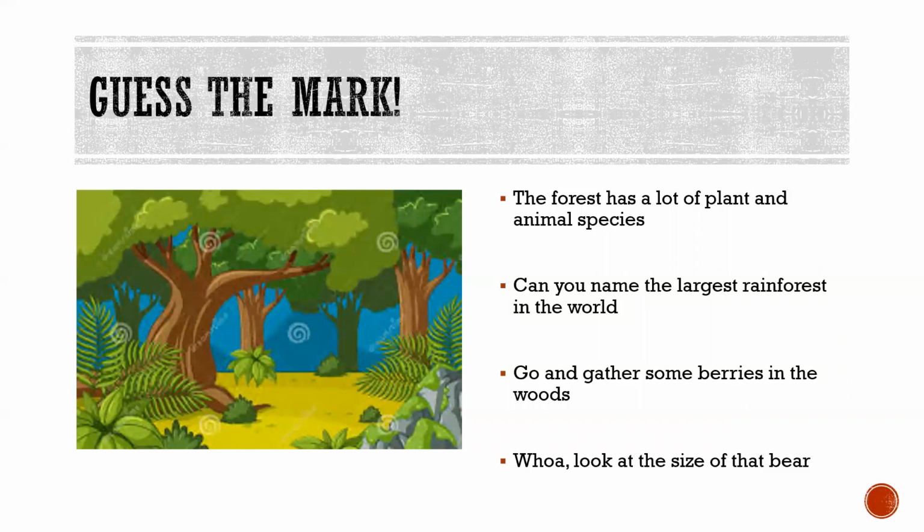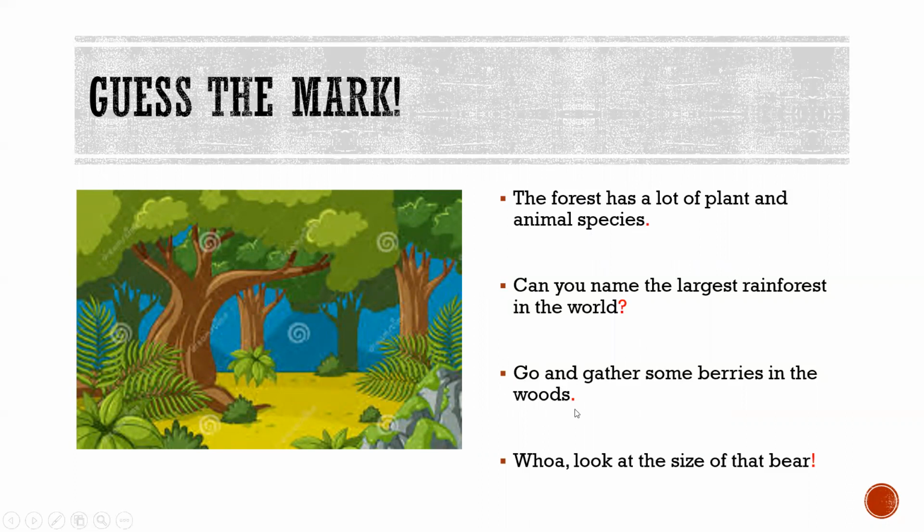Okay, are you finished? Now, let's have a look. If your answers are like this, then you are correct. The first one is actually a telling sentence. It gives you information, right? So you have to use naturally a full stop to end your sentence. The forest has a lot of plant and animal species. The second one is an asking sentence, so you have to use a question mark to end it. Can you name the largest rainforest in the world? It's asking for information.